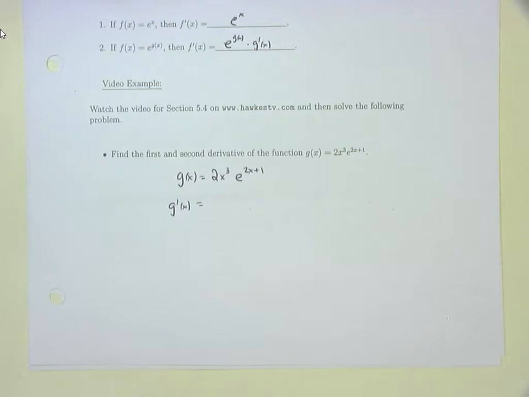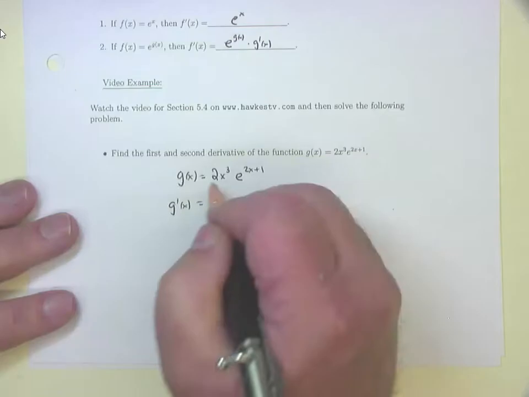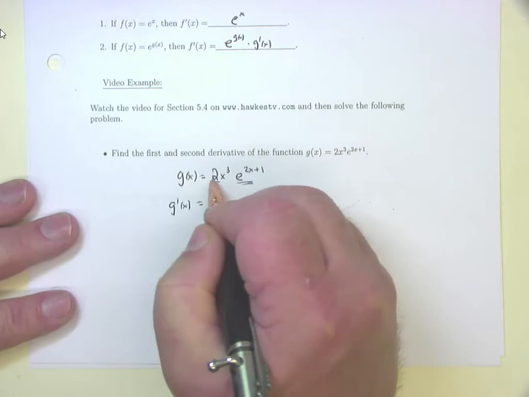Stop, pause, hesitate, and ask yourself, what rule am I going to use? 2x cubed times e to the 2x plus 1. That times in the middle implies it's a product rule. Product rule: derivative of the first times the second plus the first times the second. Derivative of the first, 2x cubed, is what?